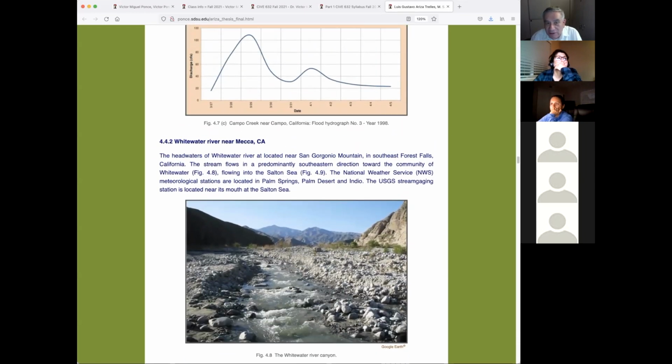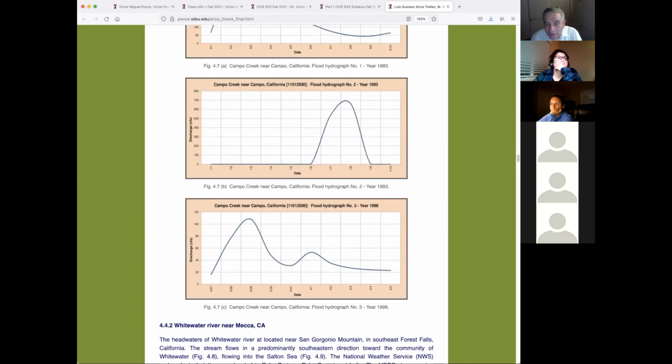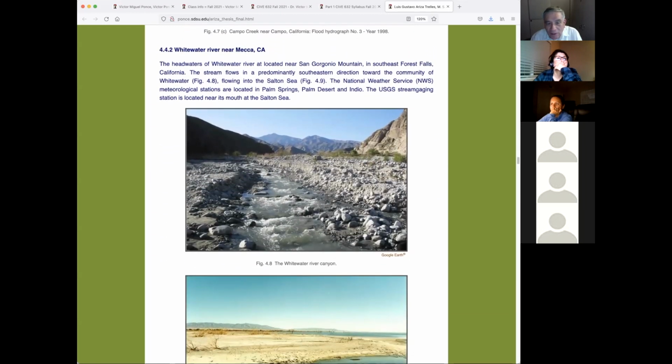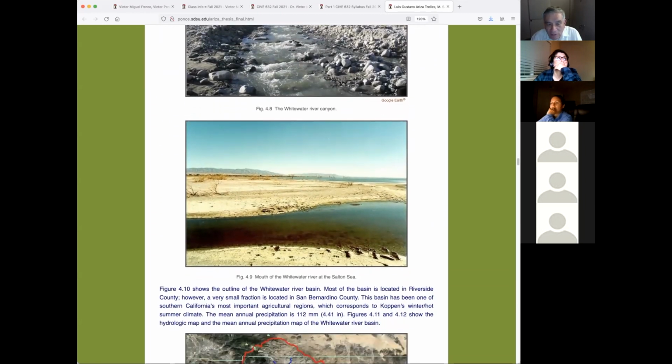And nice hydrographs, by the way. That's a flat hydrograph, if I know one. Whitewater River in Mecca, over here, the Whitewater. This is a picture of mine. That's the mouth of the Whitewater River at the Salton Sea.